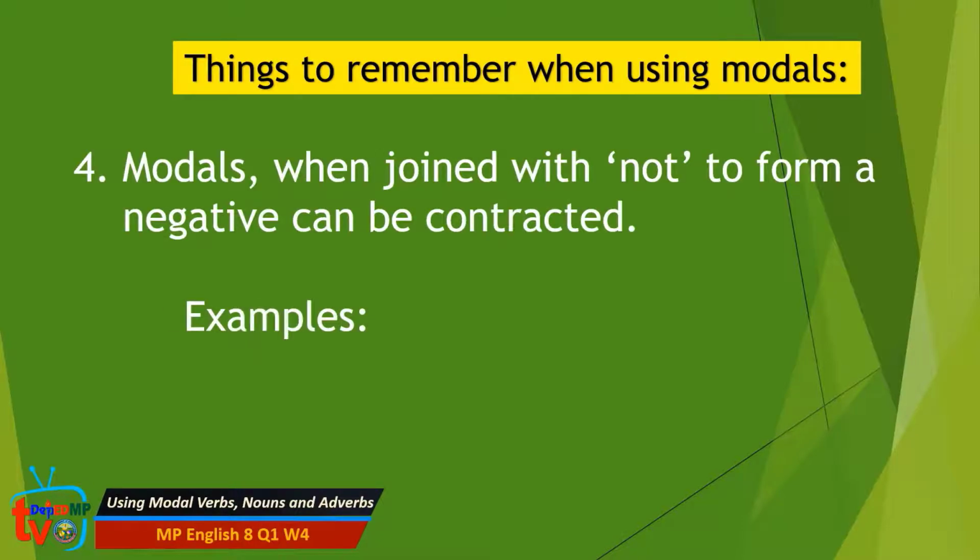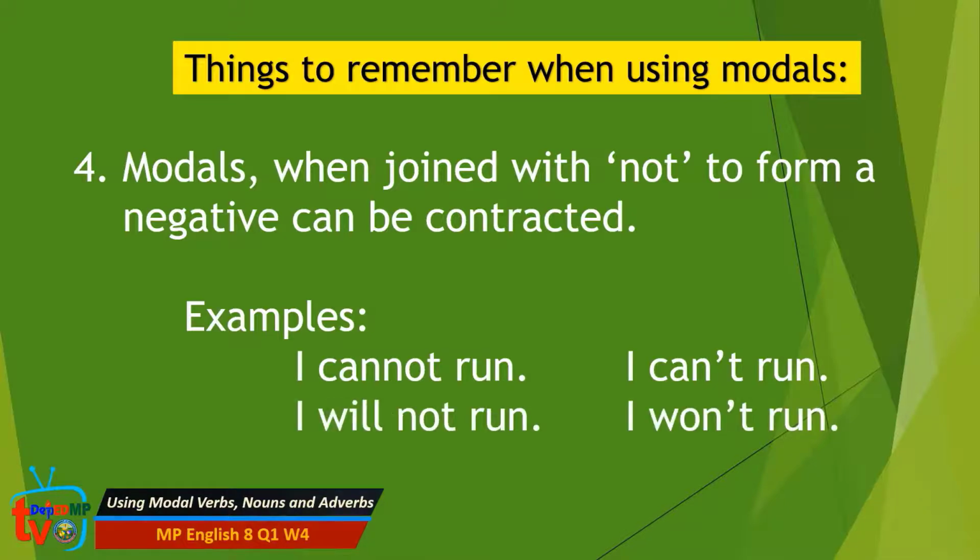Number 4. Modals, when joined with not to form a negative, can be contracted. Examples: I cannot run. If we're going to contract it, it will become I can't run. Another example: I will not run. It will become I won't run.